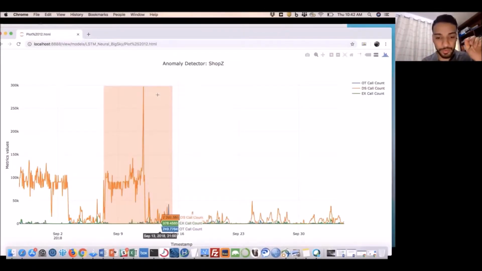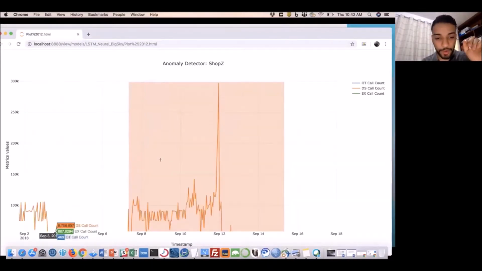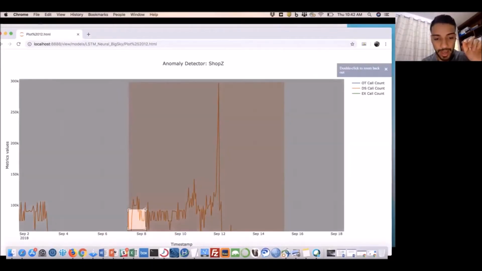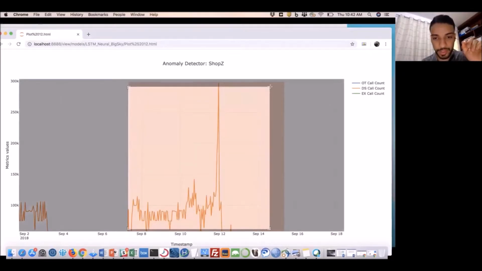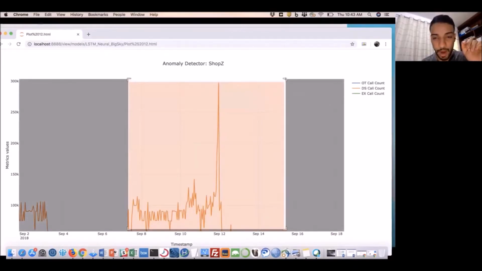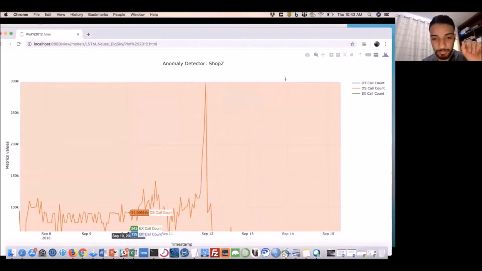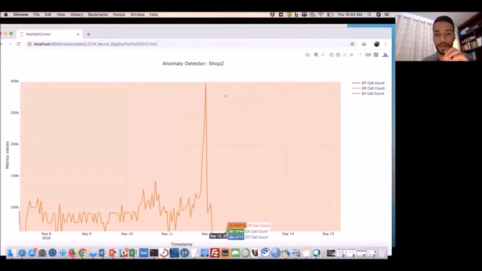So you can see for each one of the exact times the values of the metrics from September 8th to September 14th. It automatically plots these boxes as an anomaly and took the three metrics, the data store call counts, the other transaction call count, and the external call counts as the most problematic metrics compared to all the other ones.